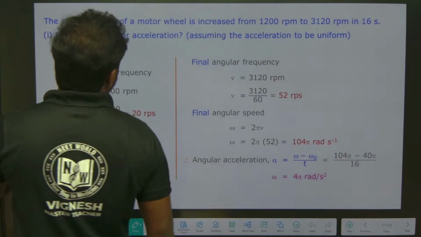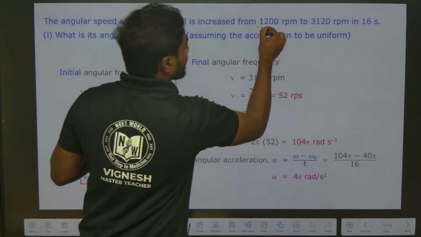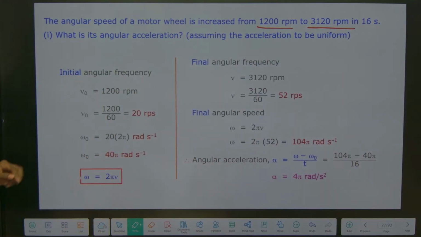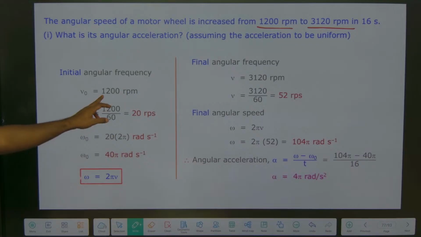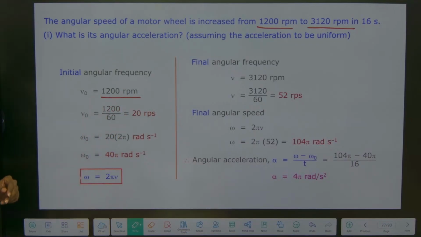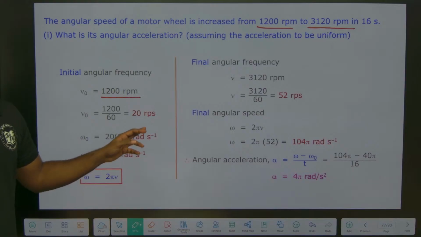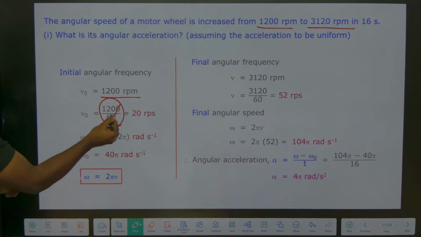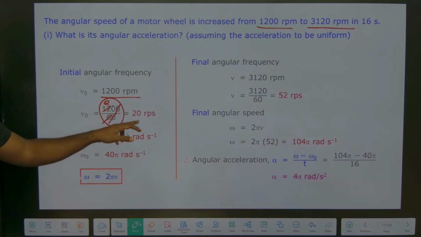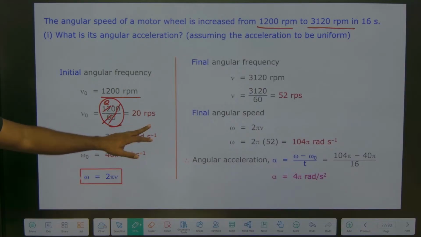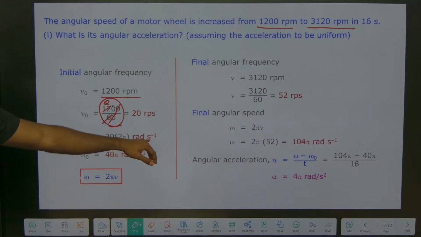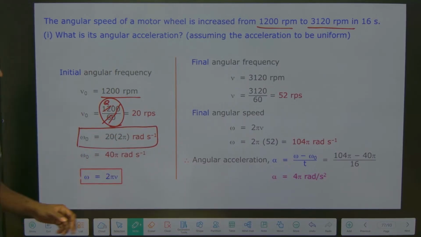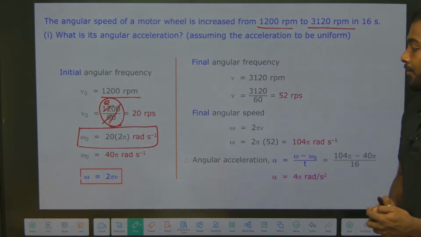So first question we will see. The angular speed of a motor increases from 1200 rpm to 3120 rpm in 16 seconds. So the initial angular frequency, which is 1200 rpm, I need to convert into radians per second. Divide by 60. So the zeros will get cancelled off, and we get 20 revolutions per second. So 20 into 2 pi radians per second is omega naught, the initial.